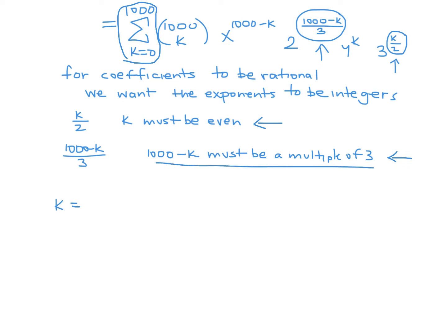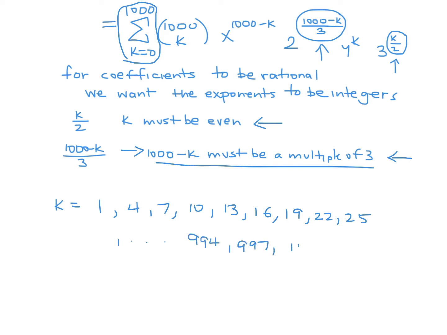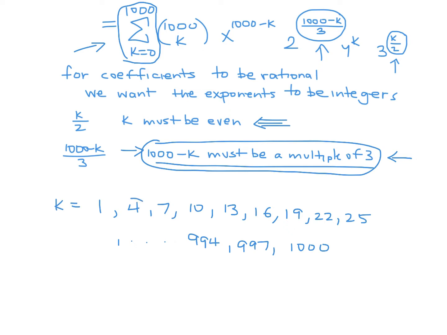Concentrating on this guy first. Well, if 1000 minus k is a multiple of 3, k is going to be 1 or 4 or 7 or 10 or 13 and so on. And you can plug those in to verify that it will indeed make this statement hold true. 22, 25, and you get the point. So dot, dot, dot, all the way till 994, 997, and 1,000, right? Because k is going from 0 to 1,000. Okay, so these are the numbers that k will equal if this is satisfied right here. But we also have to satisfy this guy. k must be even, so we can only take the even ones.